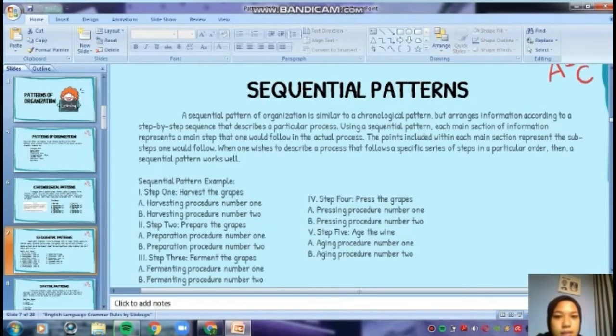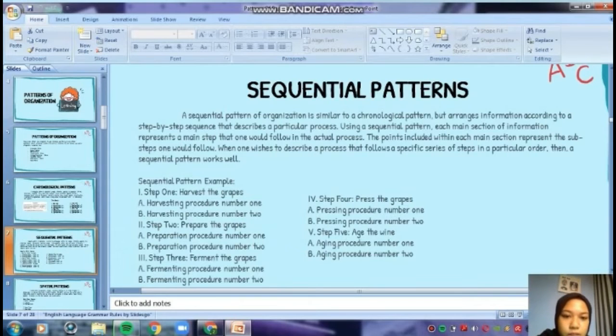For the next, sequential patterns. Sequential patterns of organization are similar to a chronological pattern, but arrange information according to a step-by-step sequence that describes a particular process. Using a sequential pattern, each main section of information represents a main step that one would follow in the actual process. The points included within each main section represent the substeps one would follow.